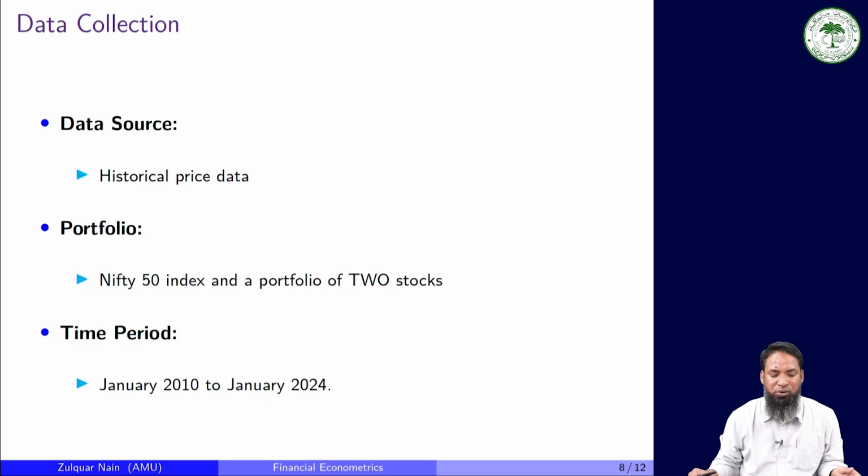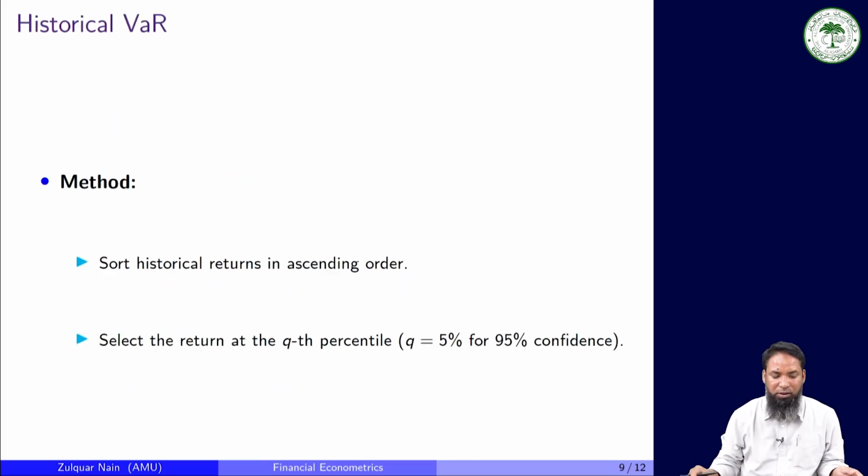Here again the data source will basically be the historical price data. We can download it either from the NSE website or using Yahoo Finance. The study time period will be January 2010 to January 2024. We'll be using that. Then we'll be using the historical value at risk method, which we have already discussed in detail.